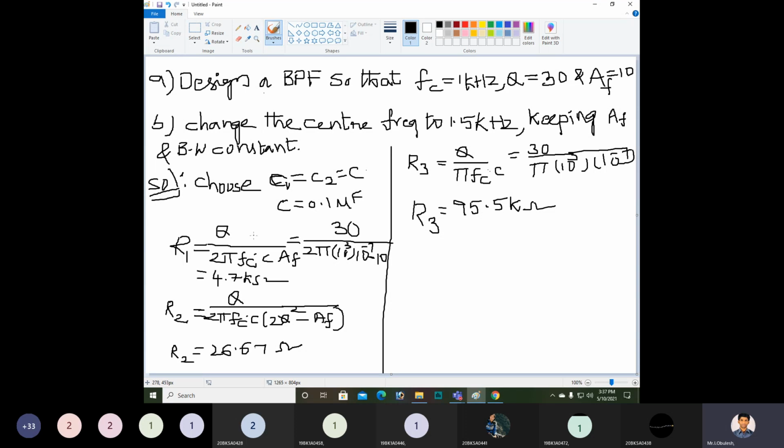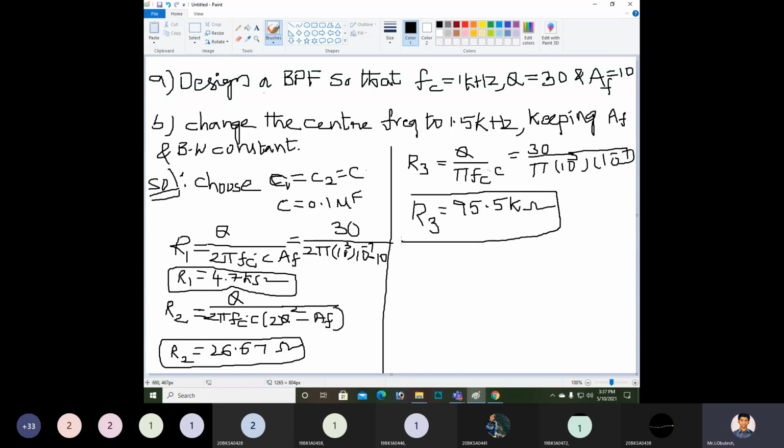So R1 is this one. This is the R1 and this is the R2, and this is the R2, if you assume the capacitor is this.